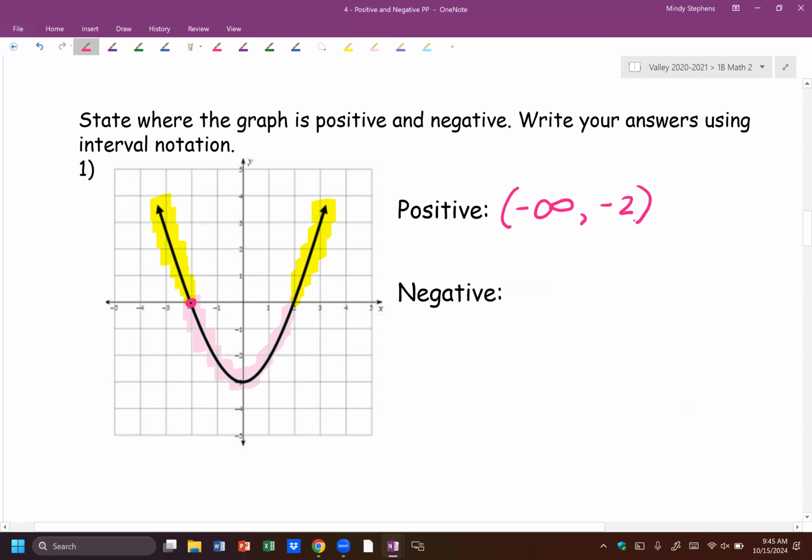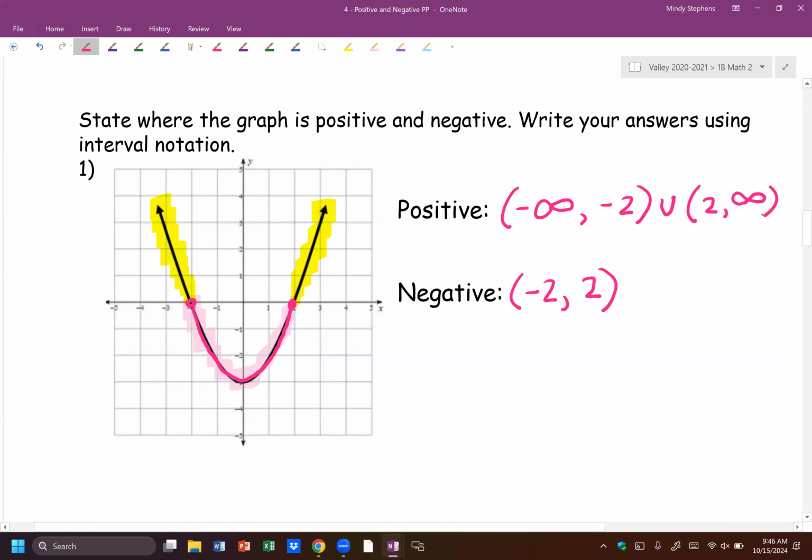Then the next piece, the entire U piece, don't stop at the bottom. This entire piece is negative. So it starts and stops at those 2 dots. So at -2, it starts and it stops at +2. Then it starts to be positive. So we're going to put a union and it starts at 2 and it goes forever to the right. So it goes to positive infinity.